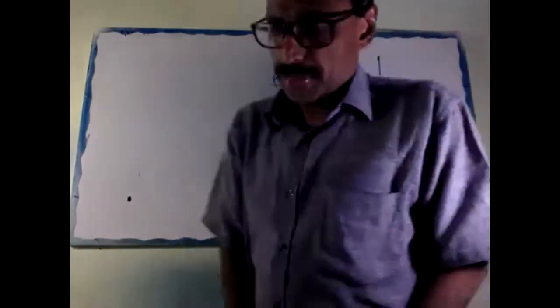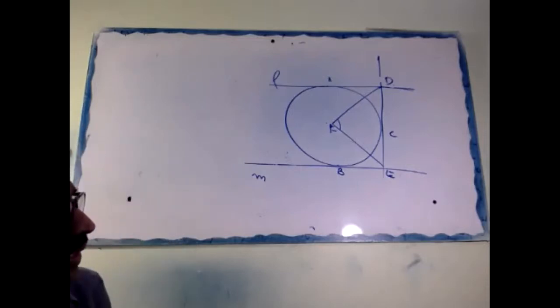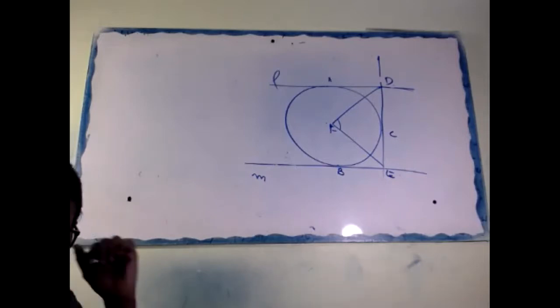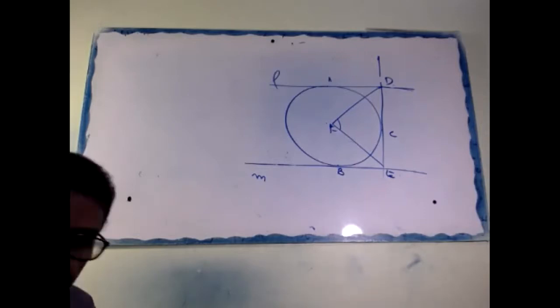Question clear or not? Are you okay? L and M are two parallel tangents at A and B. The tangent at C intersects L and M at D and E. Prove that DFE is 90 degrees. Okay, I'll show this one. Look here. It's a good question. Star question.